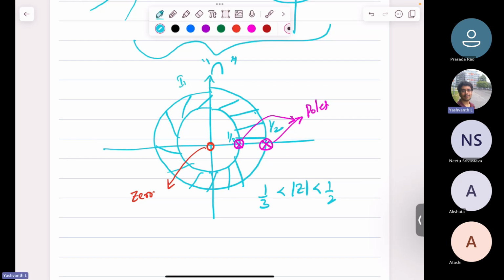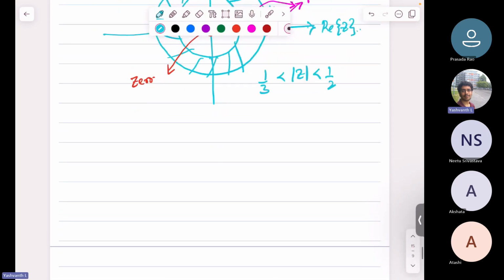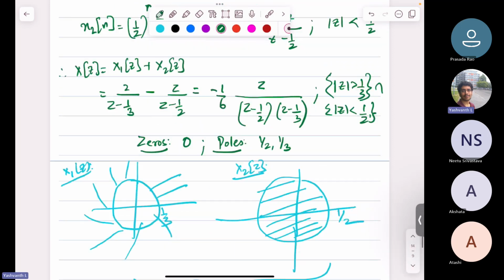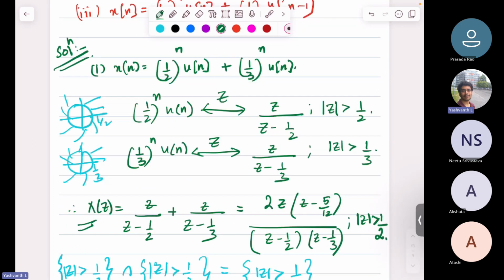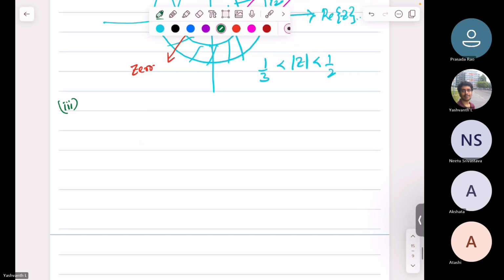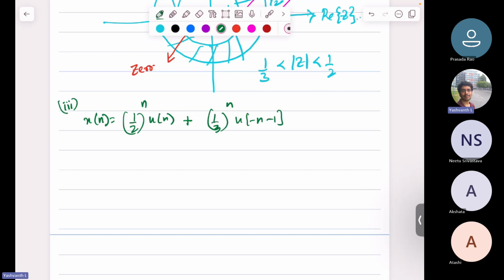Are there any doubts? Okay. So now let's solve the last part of the question. That is, it's basically now 1 by 2 power n into u of n plus 1 by 3 power n into u of minus n minus 1. That is, x of n equal to 1 by 2 power n into u of n plus 1 by 3 power n into u of minus n minus 1.